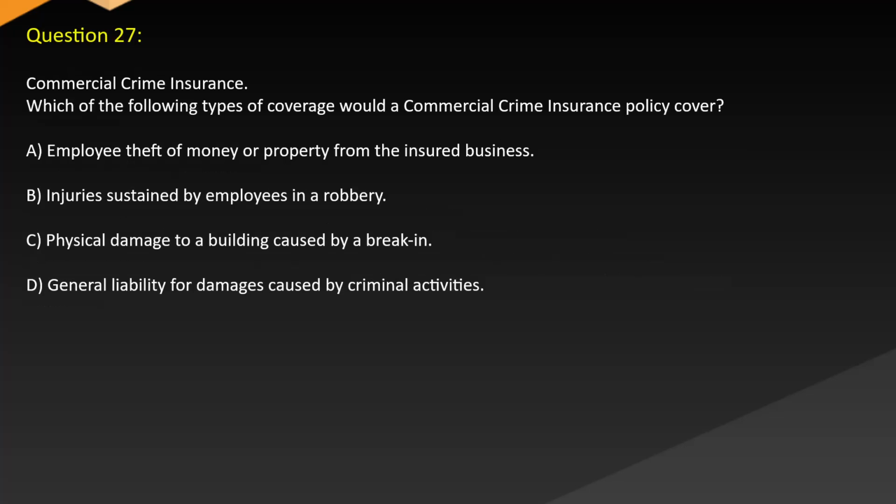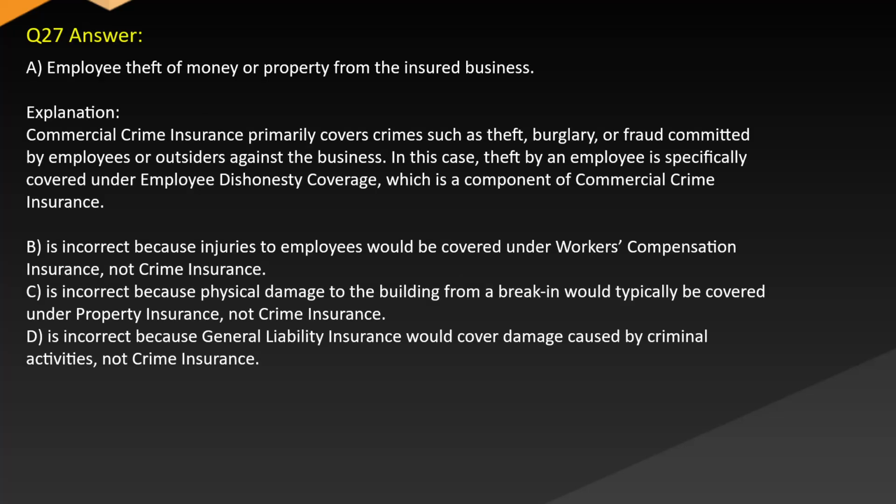Question 27. Commercial crime insurance. Which of the following types of coverage would a commercial crime insurance policy cover? A. Employee theft of money or property from the insured business. B. Injuries sustained by employees in a robbery. C. Physical damage to a building caused by a break-in. D. General liability for damages caused by criminal activities. Answer A. Employee theft of money or property from the insured business.